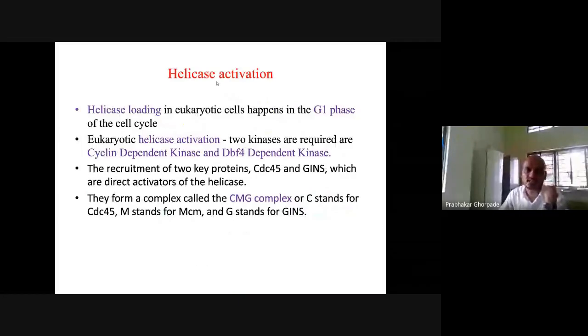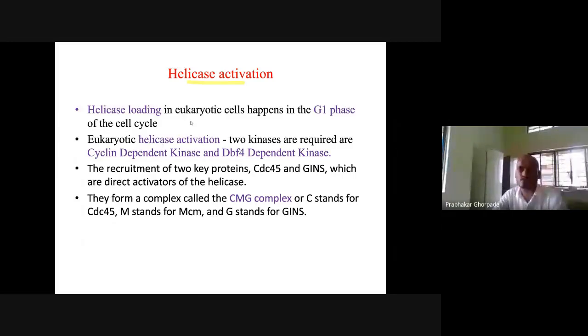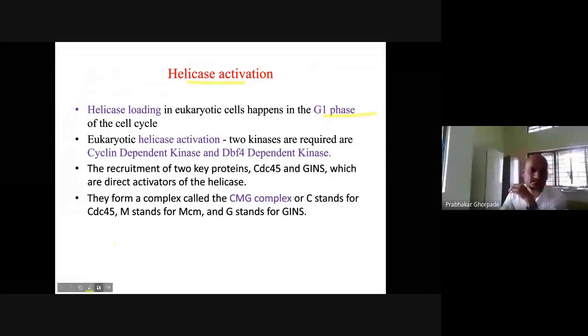So that is helicase activation. Helicase loading in eukaryotic cells happens at the G1 phase. So what is a gap phase during the cell cycle? After the G1 phase comes the synthetic phase of the cell cycle. So the gap phase is the phase in which the helicase gets loaded. Helicase gets loaded here in the G1 phase.